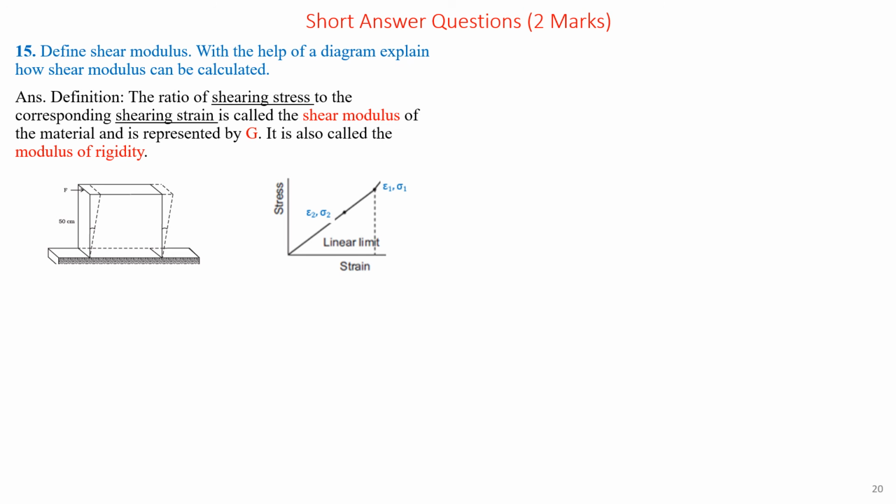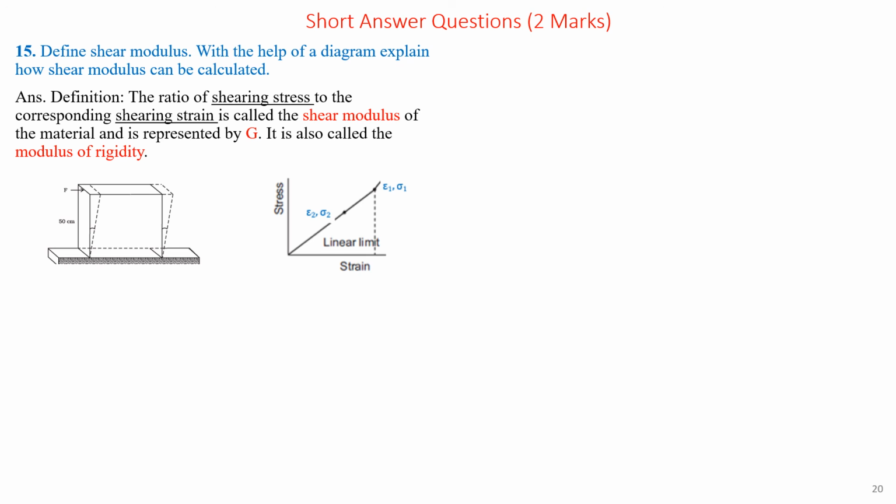Answer. Definition: the ratio of shearing stress to the corresponding shearing strain is called the shear modulus of the material and is represented by the letter capital G. It is also called the modulus of rigidity. The diagram to calculate the shear modulus is shown on the screen.